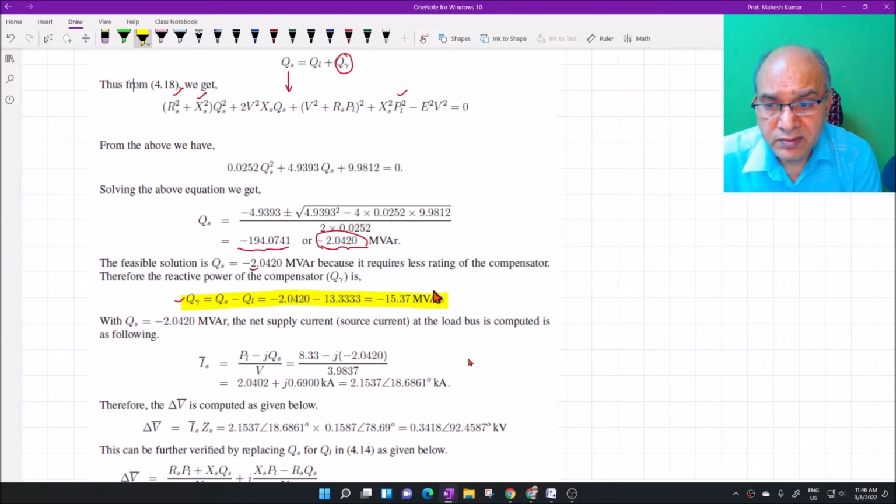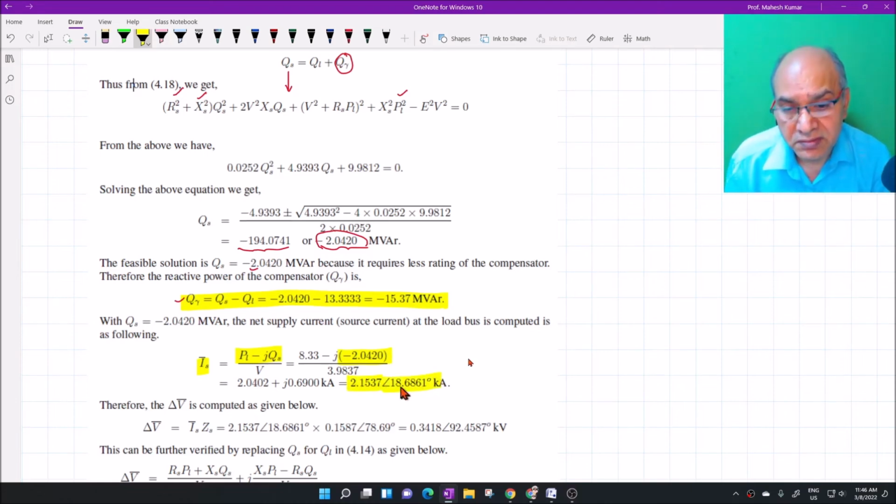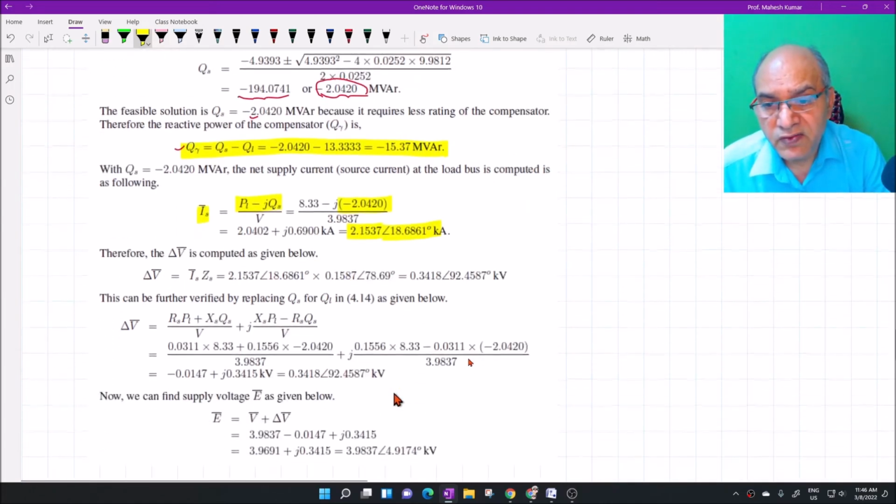And for this Q gamma, we can find out the current I, which is PL minus jQS, because the net reactive power at the load bus is QS. Substitute here minus 2.04, and this gives the source current as 2.15 angle of 18.68. You see, the IS is leading the voltage at the load bus by 18.68 degree, and delta V for this is 0.3418. We can also verify this value from the standard expression for delta V.